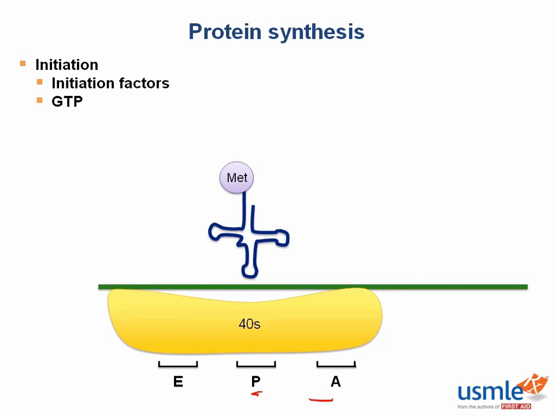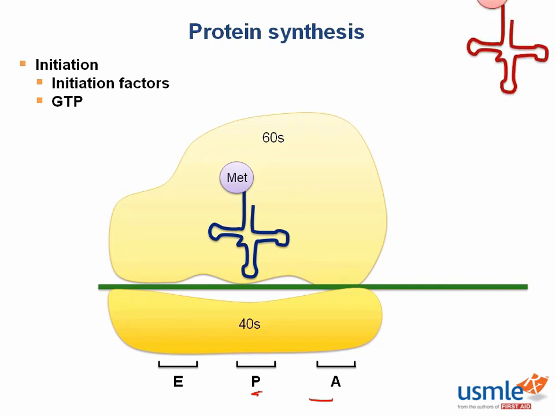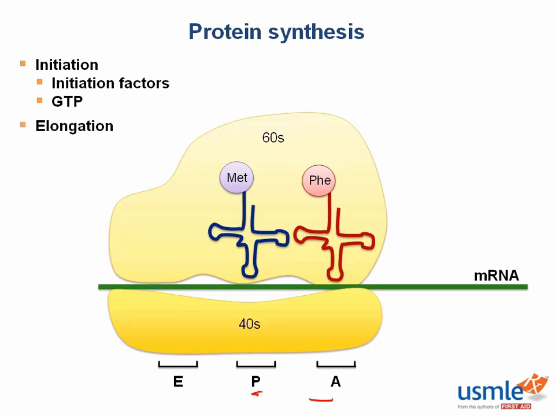Once the mRNA, tRNA, and 40S ribosomal subunit are assembled, the 60S ribosomal subunit joins the party, and the initiation factors leave. Now we can start the next phase called elongation. The P site is where the growing peptide will be, and the A site is where our next tRNA will come in, which has an anticodon that's complementary to the codon after the start codon on the mRNA.